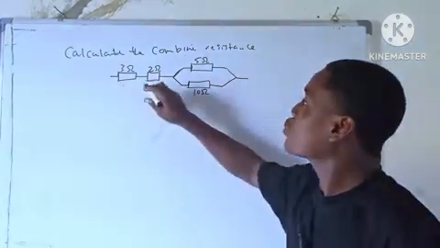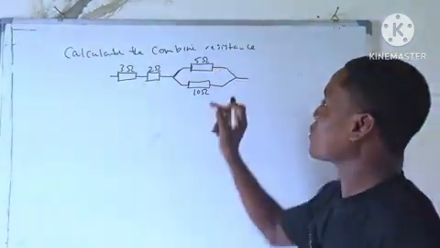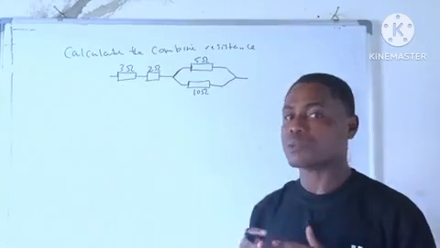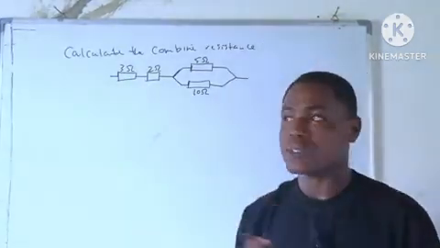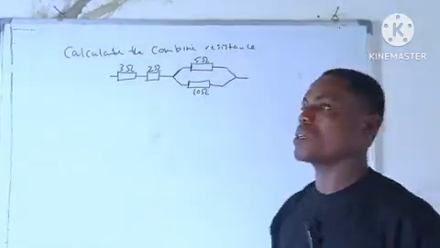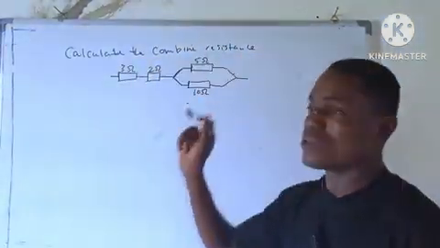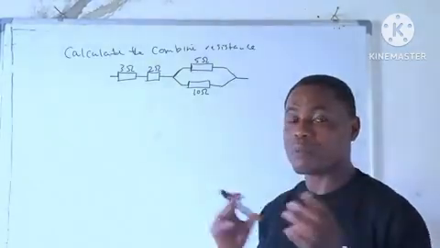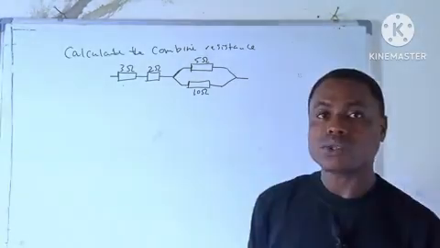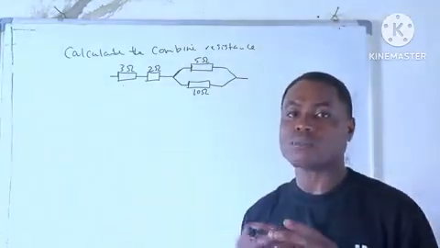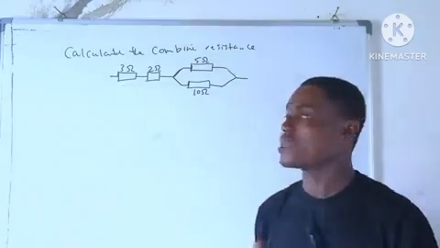Looking at this diagram, you identify that two resistors are connected in series, while the other ones are connected in parallel. Are you getting it now? These two resistors are connected in series, while these two are connected in parallel. Now, we are asked to calculate the combined resistance, meaning we are asked to calculate both the series and the parallel, then you add them together. So it's very simple. So please listen and watch carefully.